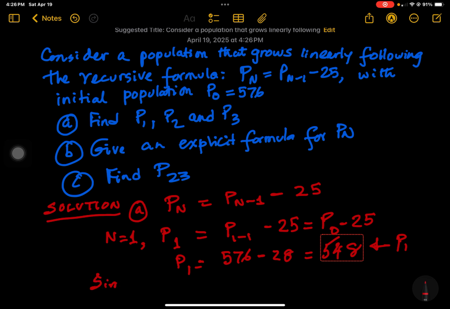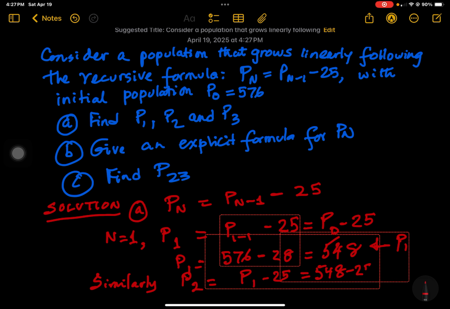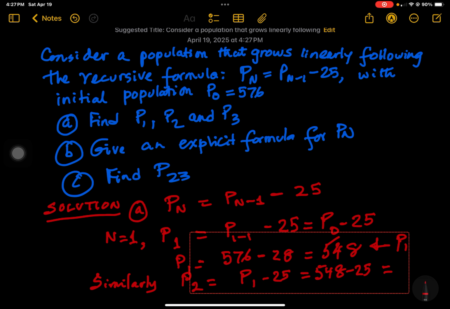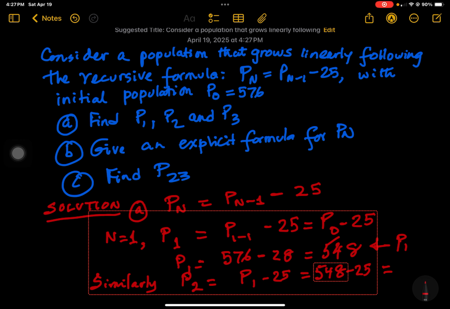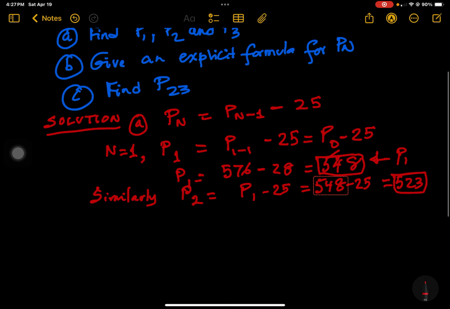Similarly, P2 equal to P1 minus 25. Which will be 548 minus 25, and that will be equal to 523. Now we are going to find out P3.